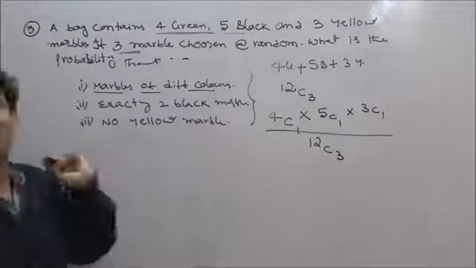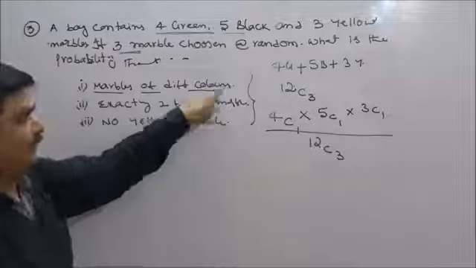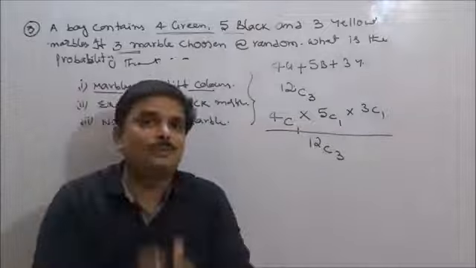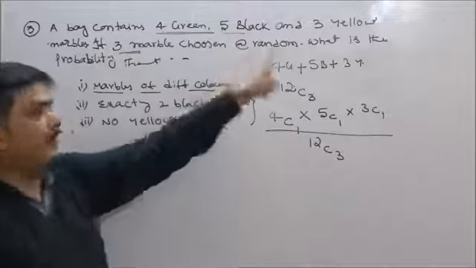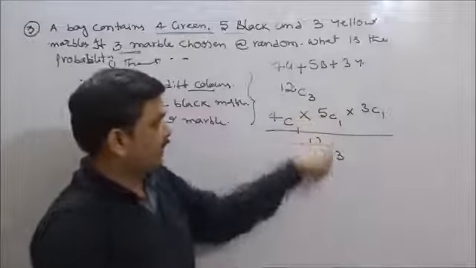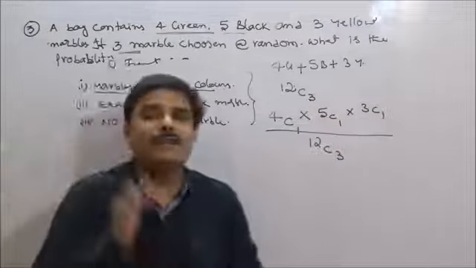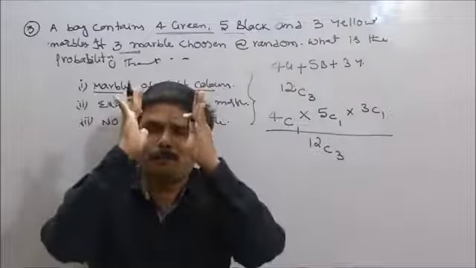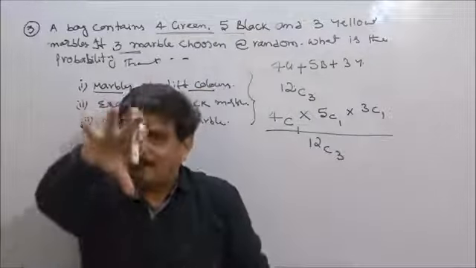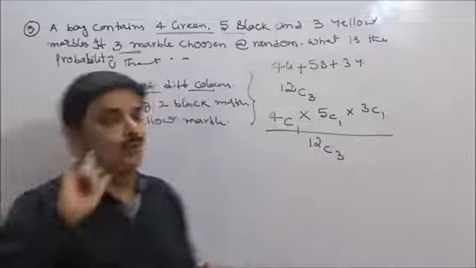As simple as this one. Got the idea? So here marbles are of different colors. Different colors means one should be green, one should be black and the other one must be yellow. Now it should be 4C1, 5C1, 3C1 or 4 into 5 into 3 divided by 12 combination 3 is the perfect way of choosing the probability or taking the probability. Now go for the next one.